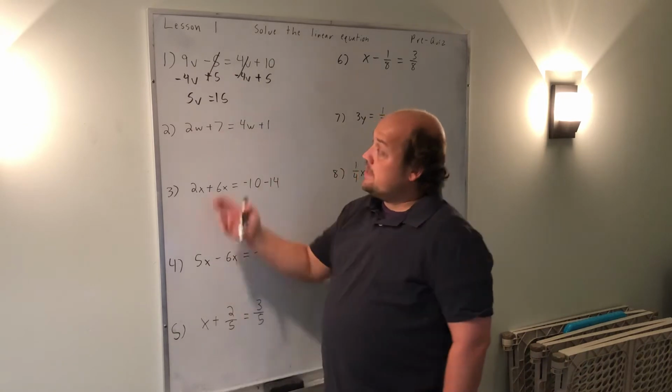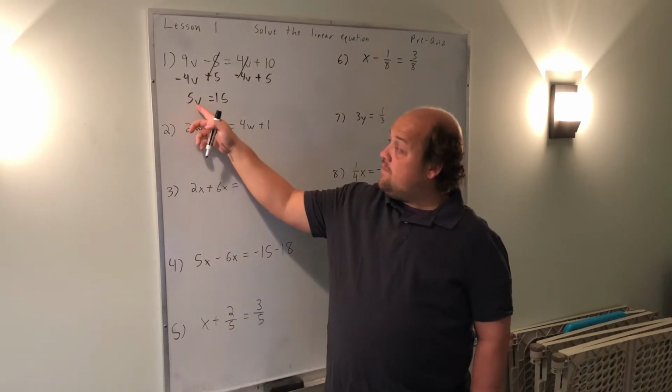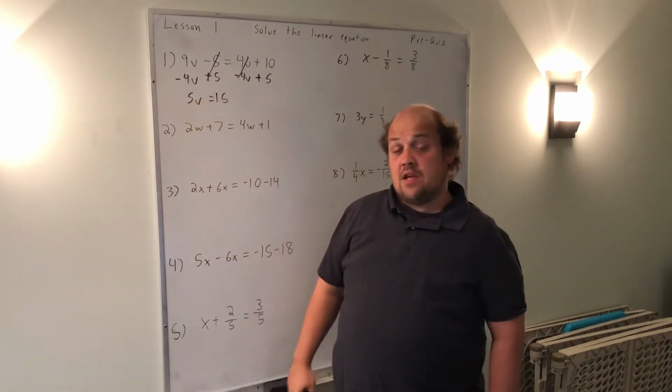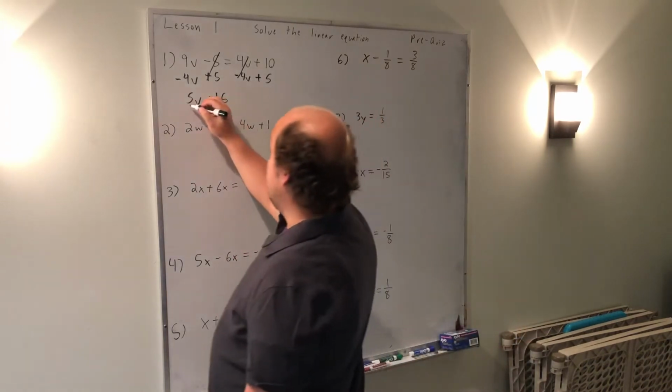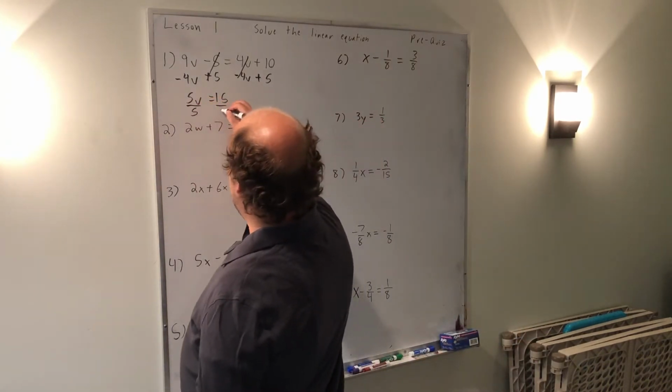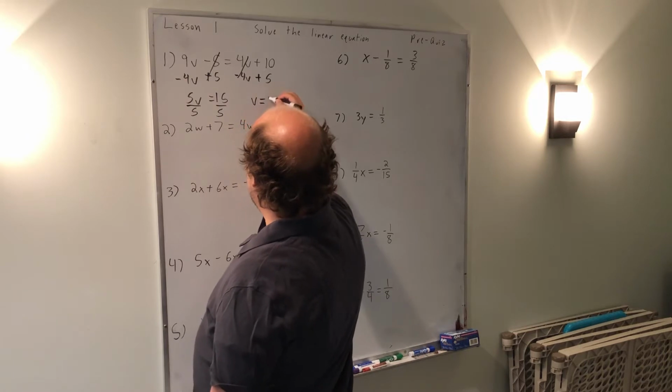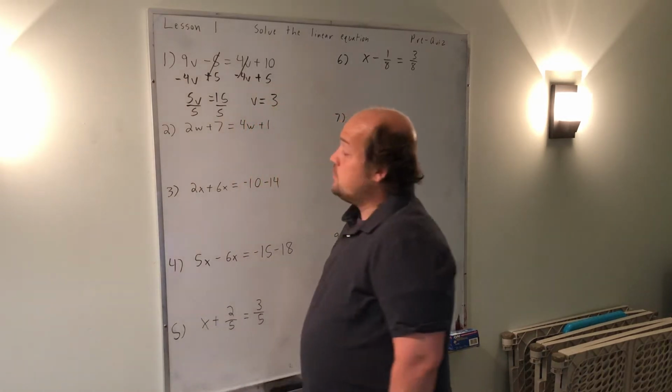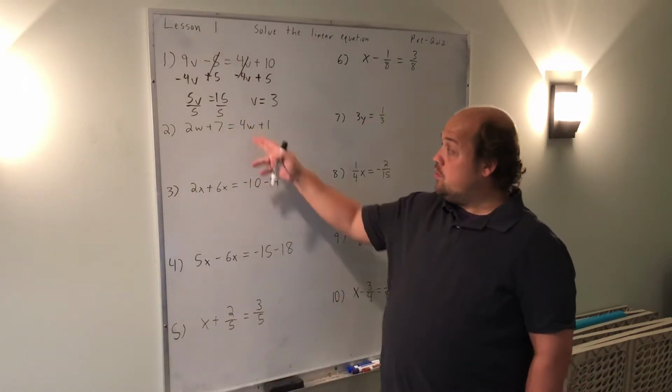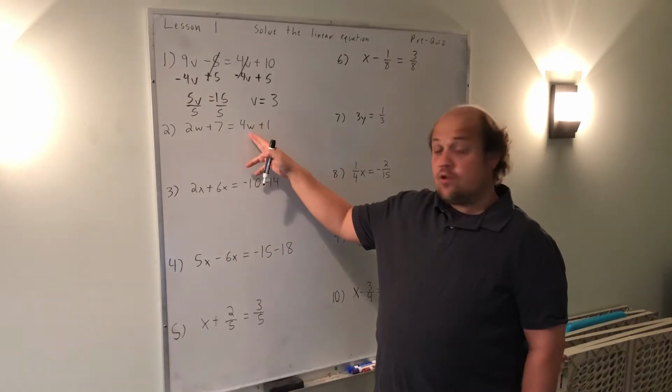The last step is to say, well, if this is now 5V, that really means 5 times V. To undo multiplication, we're going to do division. So I'm going to divide by 5 here, divide by 5 here, and that gets me to my final answer that V equals 3.